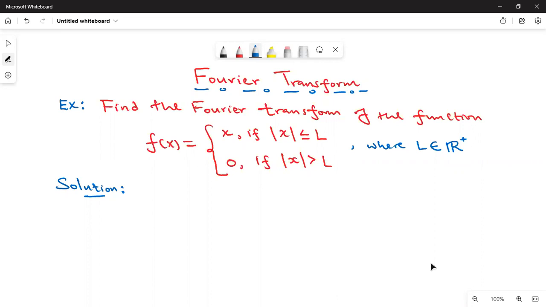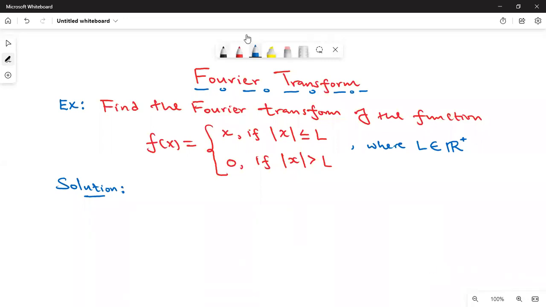Today we are going to look at the Fourier transform, and in particular we are asked to find the Fourier transform of the function defined by f of x equals x if the absolute value of x is less than or equal to a real number L, and it is 0 if the absolute value of x is greater than L. L is a positive real number.